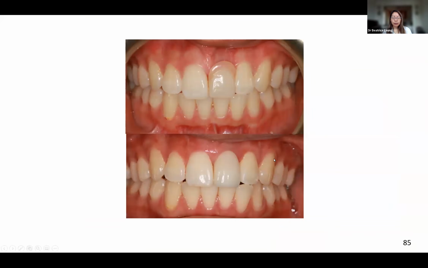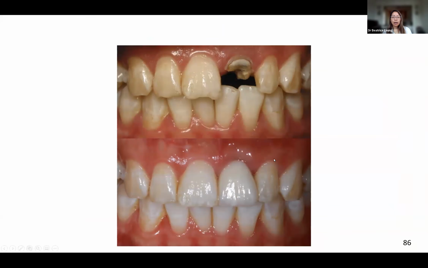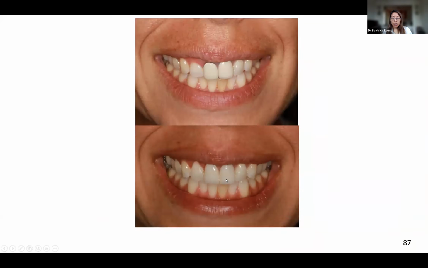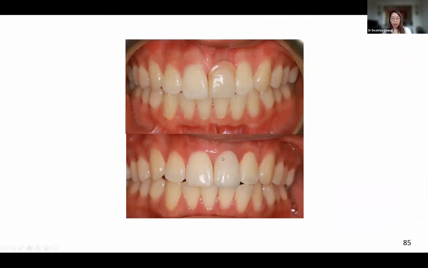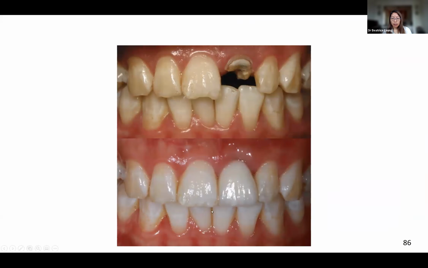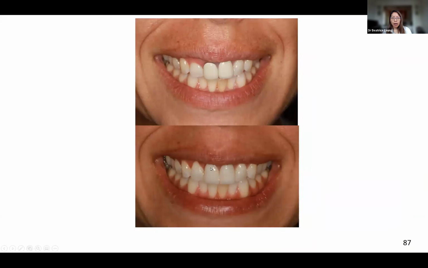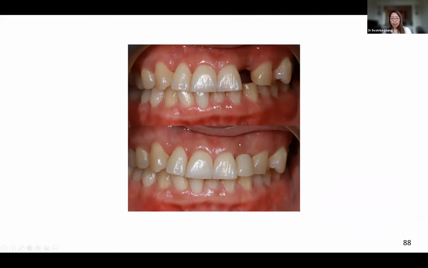Okay. So these are just some of the anterior cases that I did. So this is the implant. This is an implant. This one, I ended up doing two crowns. This is a natural tooth, and this is an implant crown. And so this is just one implant.